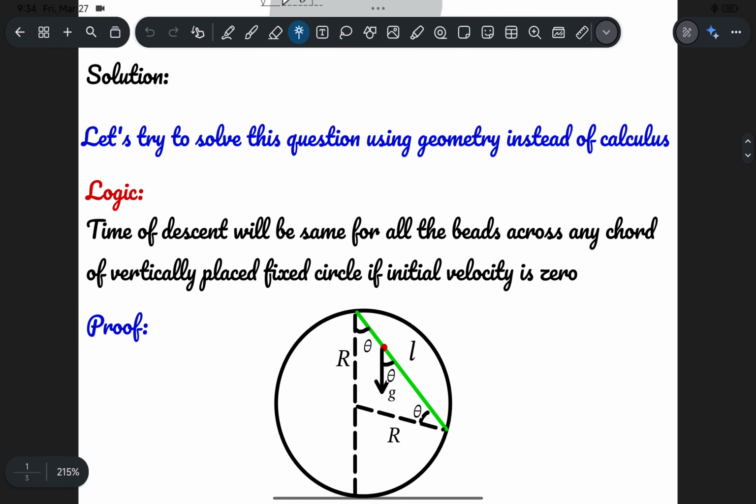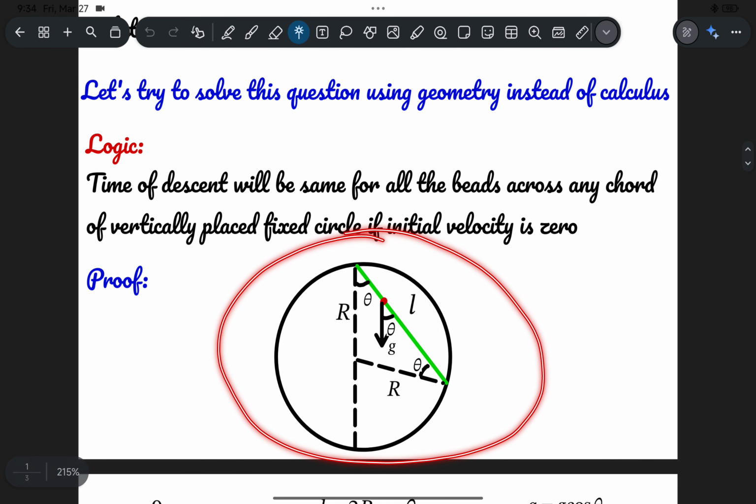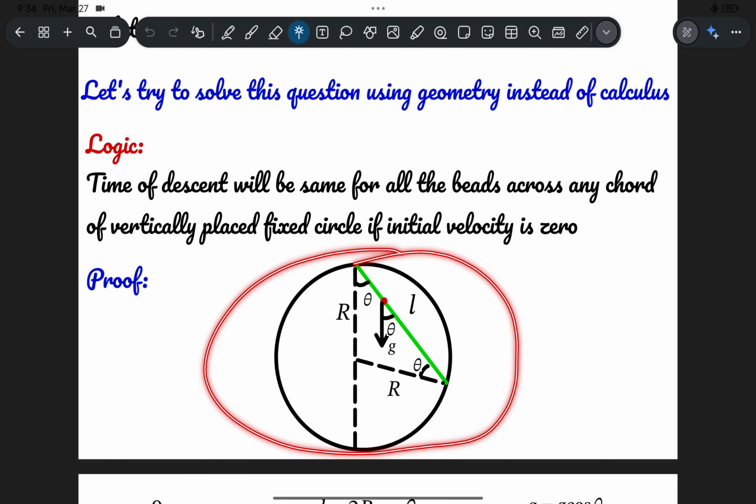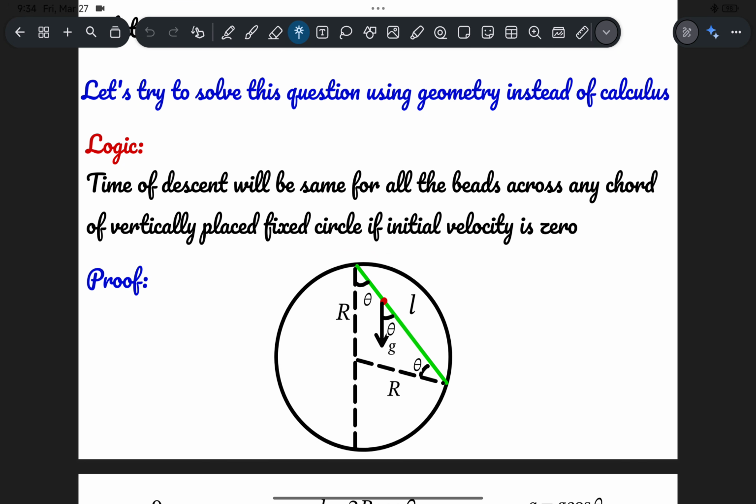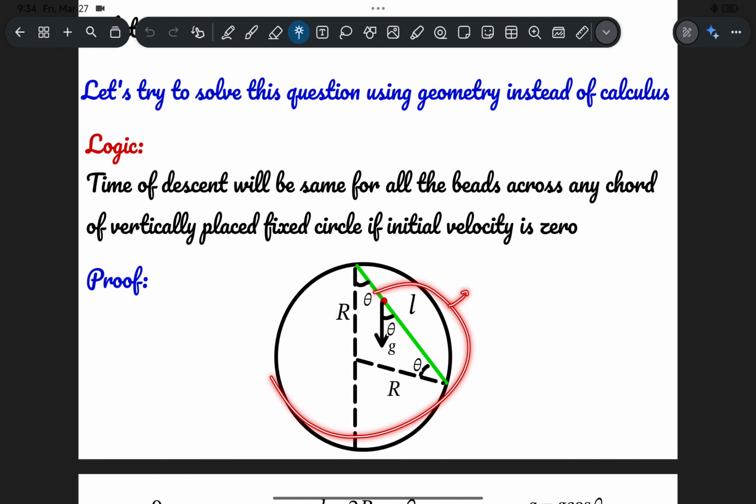First, the logic that I'm trying to use is from this question. Almost every JEE and NEET aspirant would have seen this question at least once in their preparation, so I'll be using the result from this question. The question was simple. You have a fixed vertical circle, and there is one thread in this way, or a rod, anything is fine. One bead, with initial velocity 0, is sliding along this. We'll write the time taken to reach from here to here, and interestingly, the result will be independent of theta.